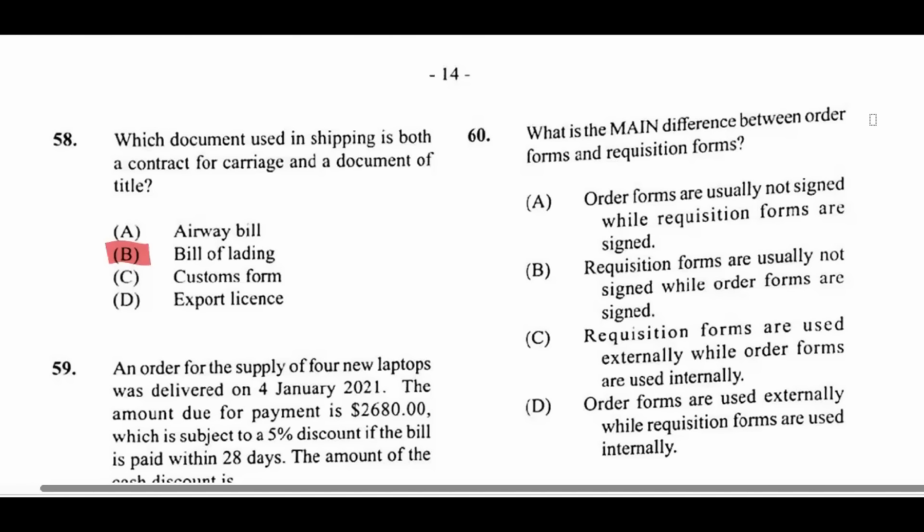Order forms are usually not signed while requisition forms are signed. That is incorrect. Requisition forms are usually not signed while order forms are signed. No, both forms are signed. Requisition forms are used externally while order forms are, that is incorrect. Requisition forms are used internally because remember it's coming from employees. Last one, order forms are used externally, correct, while requisition forms are used internally. That is the answer. The answer is 60D.